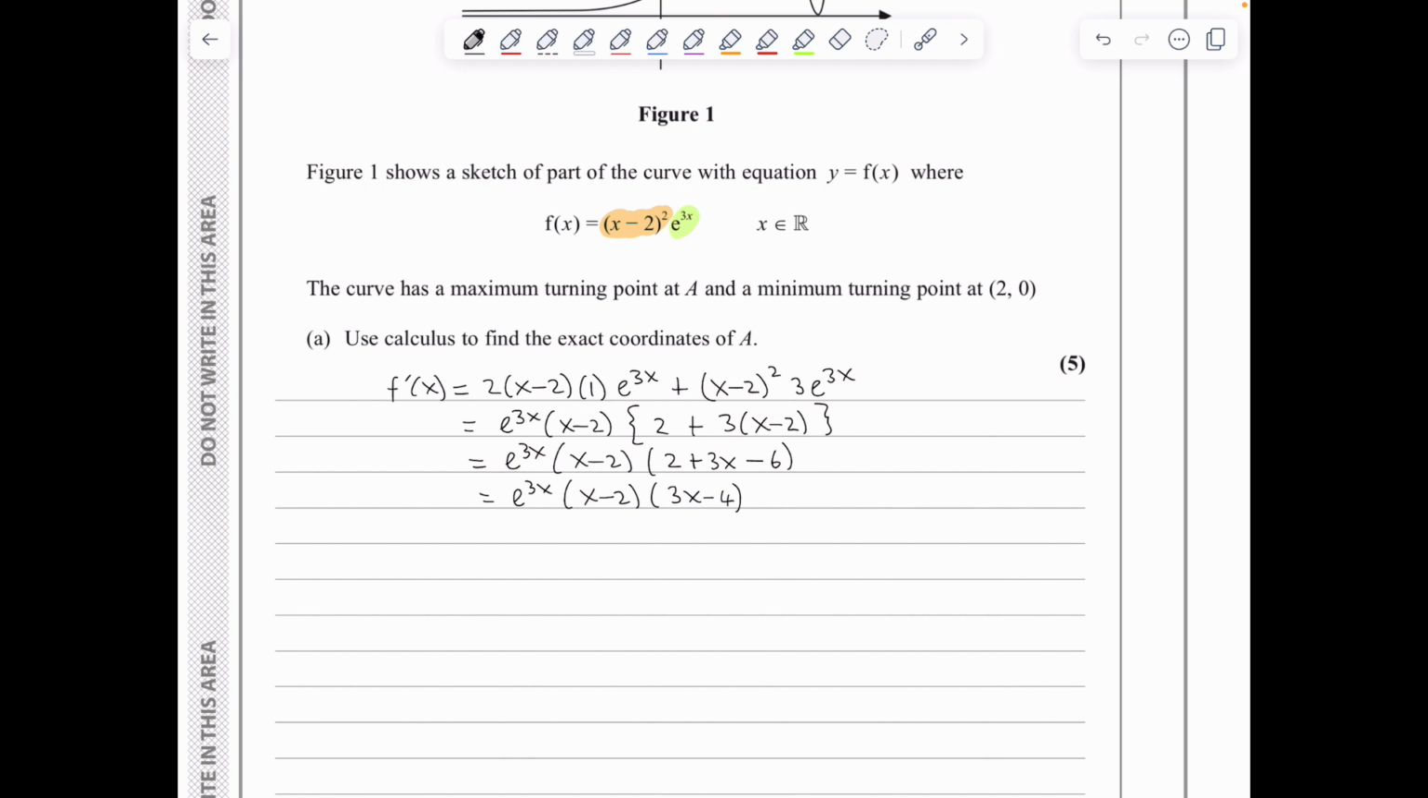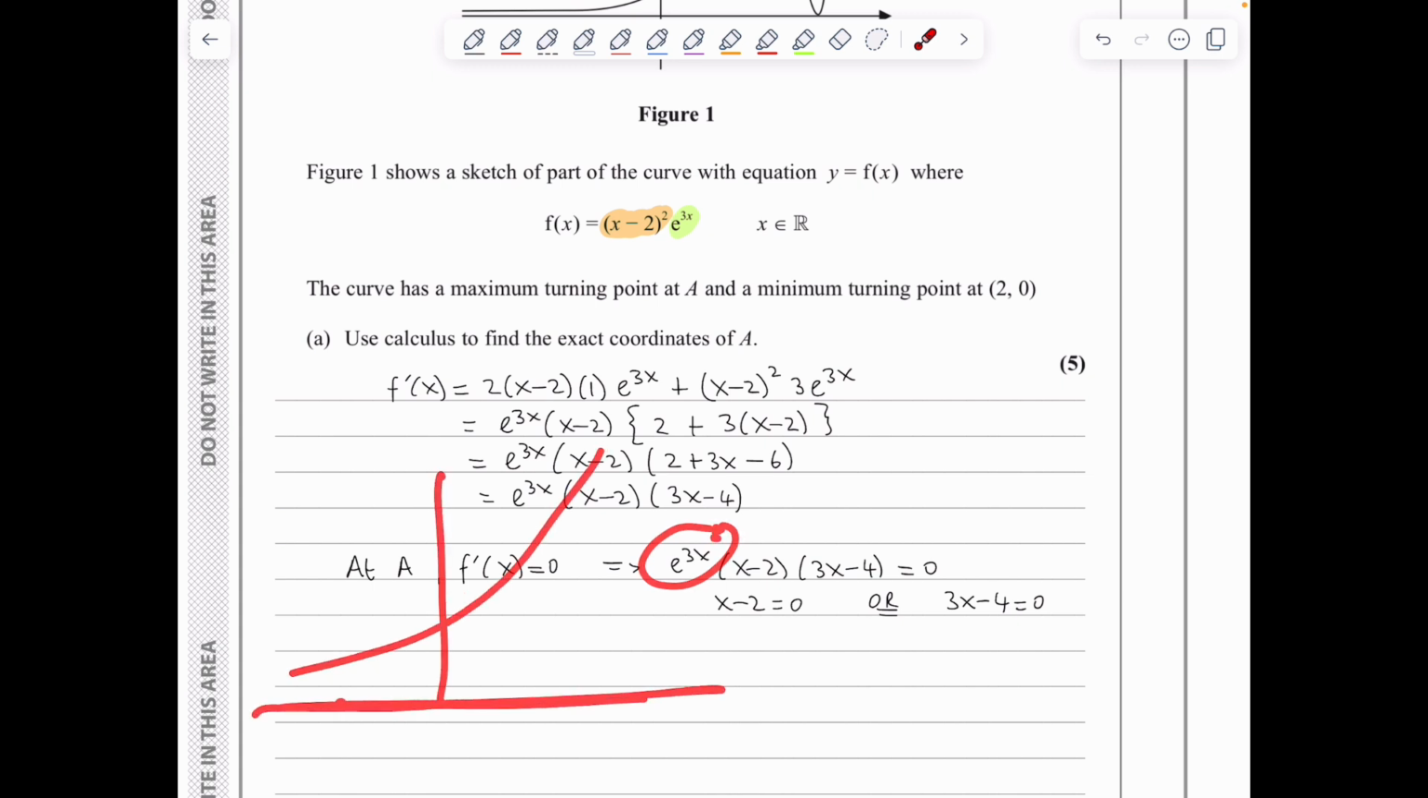Now we know that at point A, being a maximum turning point, f'(x) is equal to 0, which means that e^(3x) times (x − 2) times (3x − 4) must be equal to 0. So we've got that x − 2 is 0, or 3x − 4 is 0. Now we also know that e^(3x) being 0 has no real solutions, because if you sketch the graph of e^(3x), y = 0 will be an asymptote, and therefore there is no value for x that will actually make e^(3x) equal to 0.